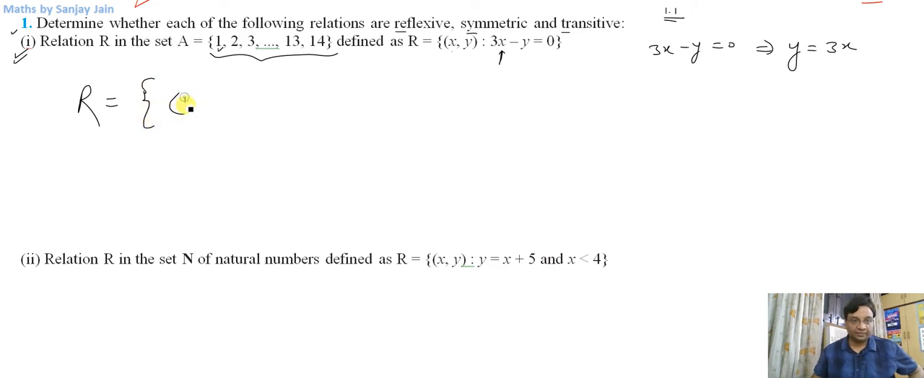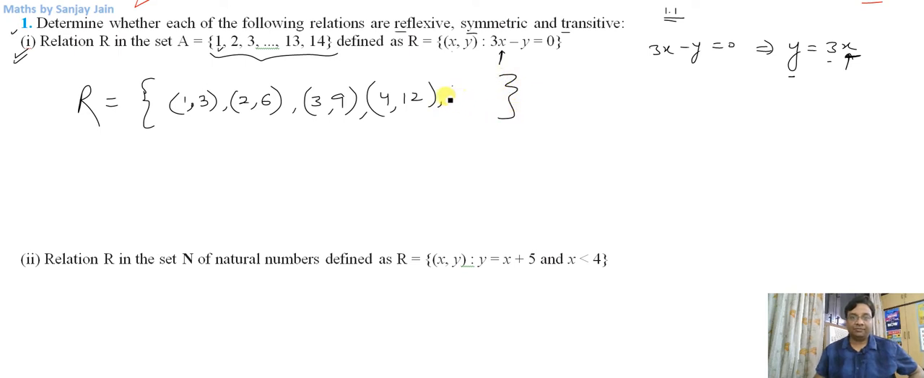if I write the first entry as 1, so it will be 3 here, right? Because if I place x equal to 1, y will be equal to 3 into 1, that is 3. If I put x equal to 2, y will be equal to 6, that is 3 into 2, that is 6. If I place 3 here, it will be 9 here, 4, it will be 12 here. If I place 5, then I'll have 15 at the second entry's place. But 15 is not there in set A. So these are the ordered pairs that will be there in the relation R defined by this relationship. So this is my relation R.